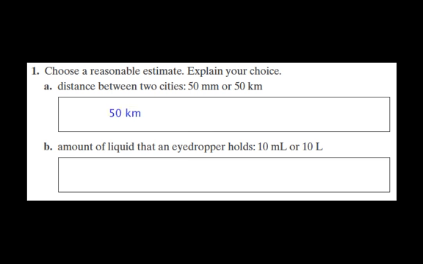For part B, the amount of liquid that an eyedropper holds. 10 milliliters or 10 liters. Remember how big liters are. 10 liters would be the same as 5 2-liter bottles of pop. So really the reasonable answer is 10 milliliters for an eyedropper, how much liquid it can hold.